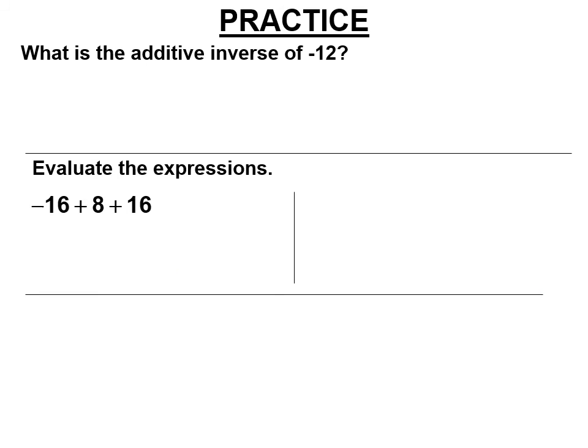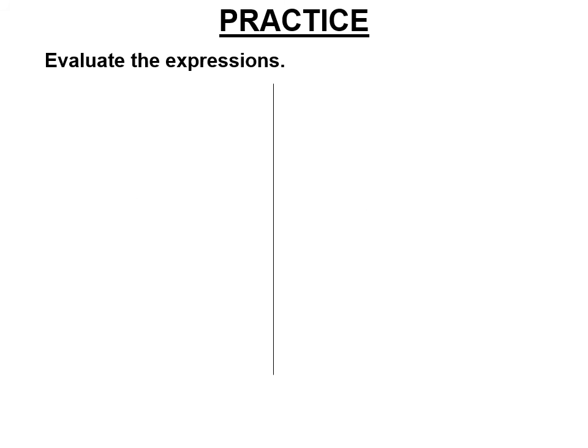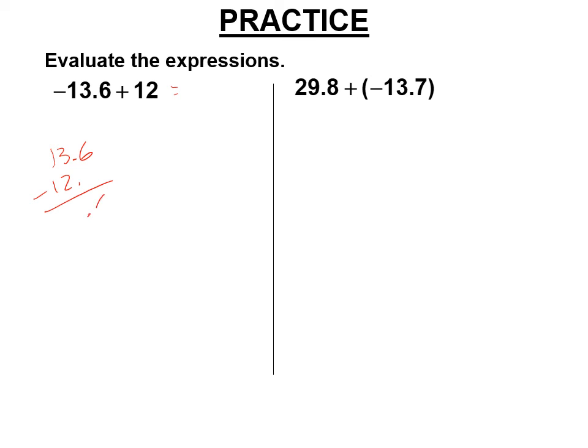All right, so let's practice. The additive inverse of negative 12 is 12. Its opposite. This problem is now easy because that's 0, and so this is 8. There are 13 extra negatives there. There are 7 extra positives there. Now with decimals, right? 13.6 minus 12 is 1.6. So this is negative 1.6, or negative 1 6/10.